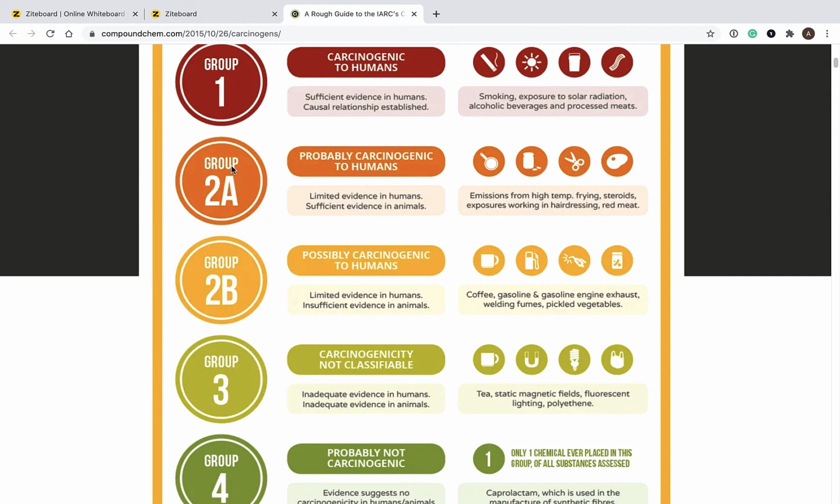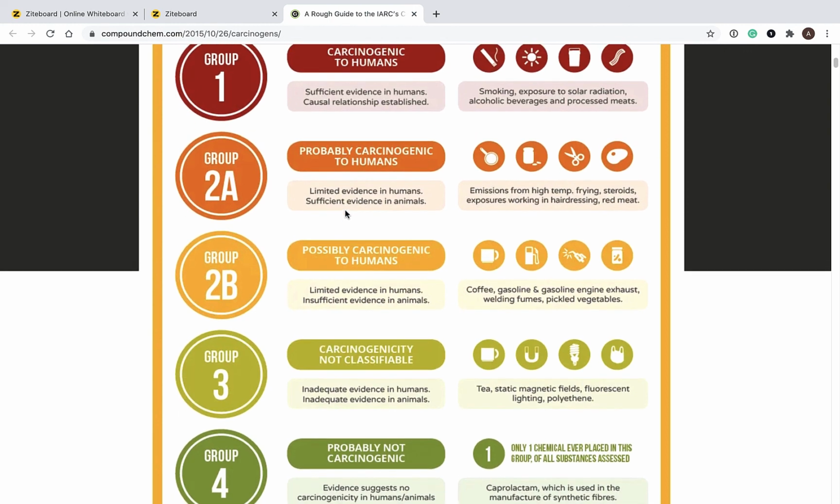And then group 2A are things that have sufficient evidence to say that it probably causes cancer. Emissions from high temp frying, so think about like frying chicken or frying turkey or frying anything in a pan that emits particles into the air. Steroids, so anabolic steroids like that you would take to enhance performance in sports. Exposures from working in hairdressers, so this is probably like long exposure from working with various chemicals. And then red meat, so red meat is going to be like cows, beef, pork, that kind of thing.